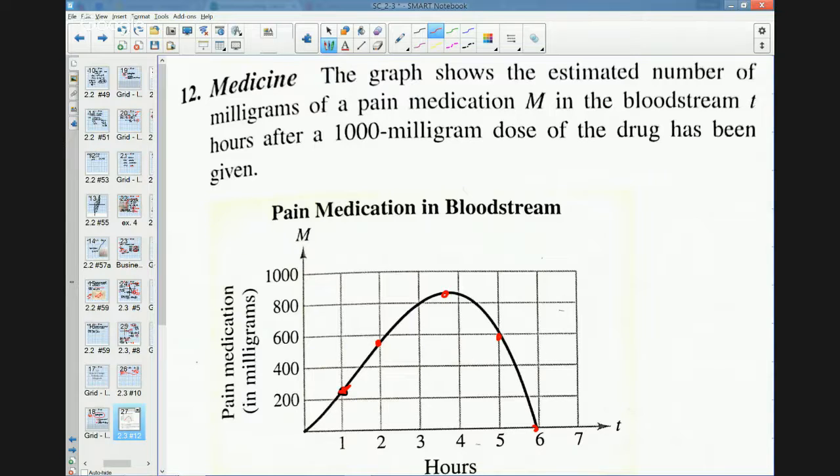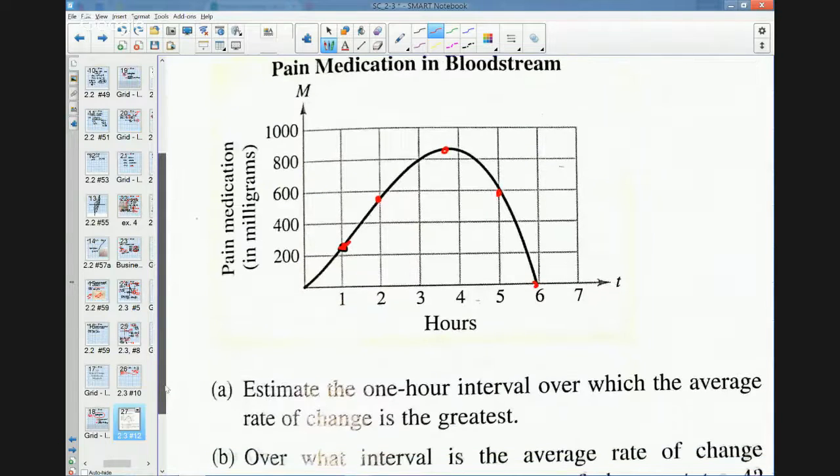So now, part A says, estimate the 1 hour interval over which the average rate of change is the greatest. Now, the average rate of change would simply be, let me get rid of those red dots, because I was using that to show you something else. Okay, now, the first hour interval goes from here to here. Right? It's just when you hit the 1 hour strike. And if you connect that with a line, the slope of that line is what we're talking about. That's the average rate of change over the first interval.